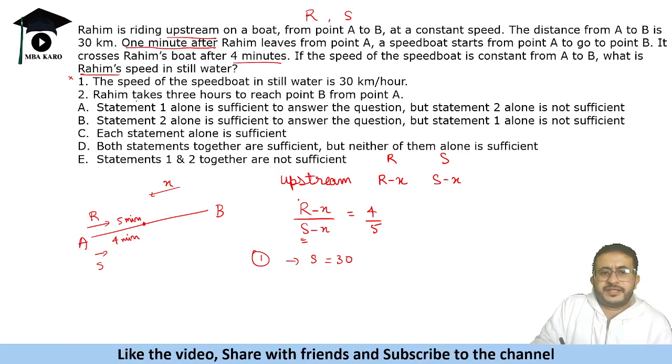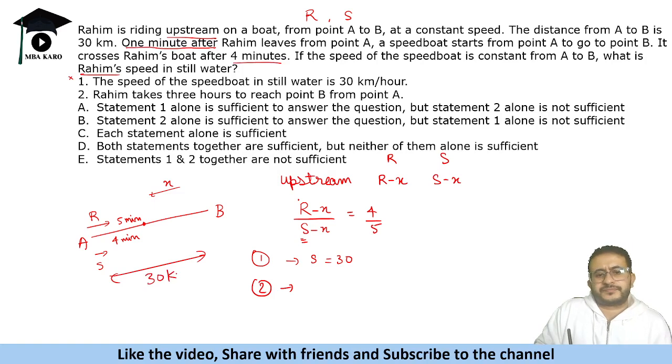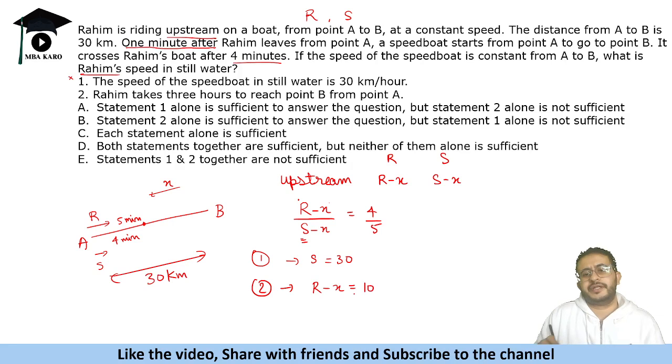The second statement says Rahim takes 3 hours to reach point B from point A. So from the second statement, we will get that the distance is 30 kilometers, which is given to us. If he takes 3 hours, that means Rahim's upstream speed is 10. So R minus X is equal to 10. But if you look at R minus X is equal to 10, we cannot find S and X from this information. So the second alone is also not sufficient.